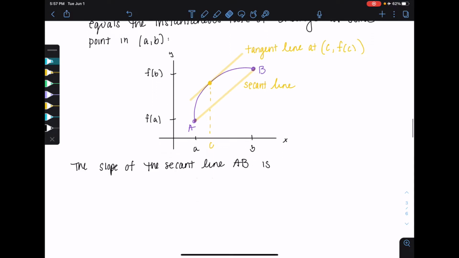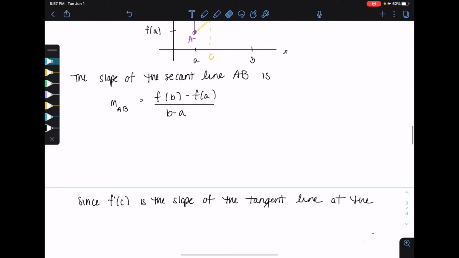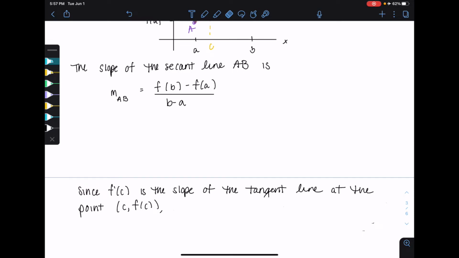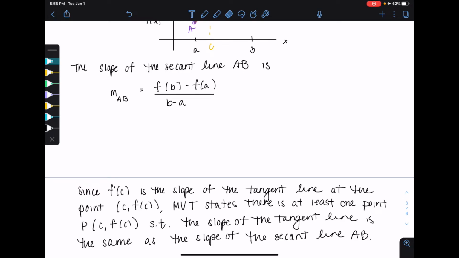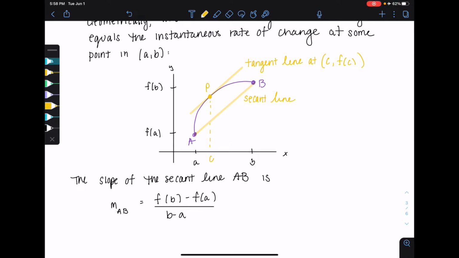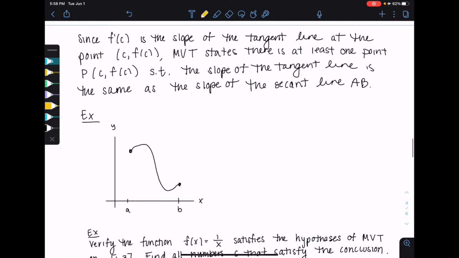The slope of the secant line from A to B is the difference in the y values over the difference in x values. And since f prime of c is the slope of the tangent line at the point C, f of c, mean value theorem is just stating there is at least one point P so that the slope of the secant line is the same as the slope of the tangent line. So this would be our point P, that we're guaranteed the slope of this line is the same as the secant line. And there can be multiple points where that happens.